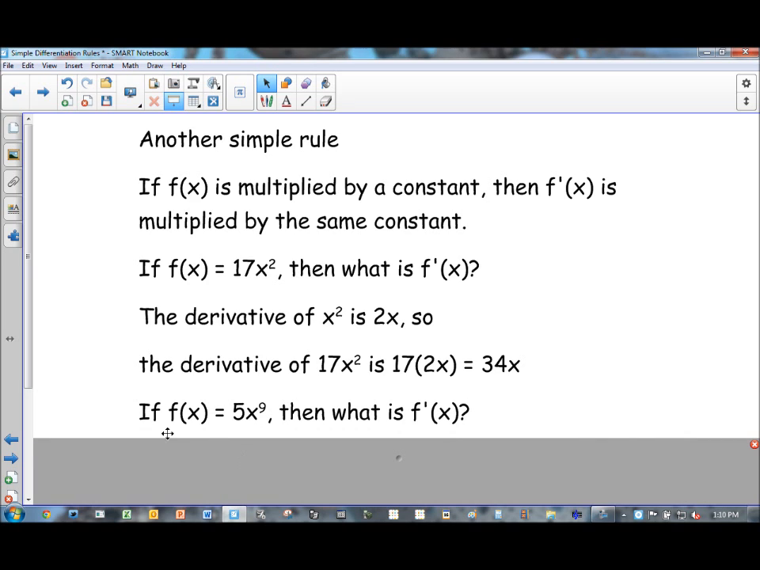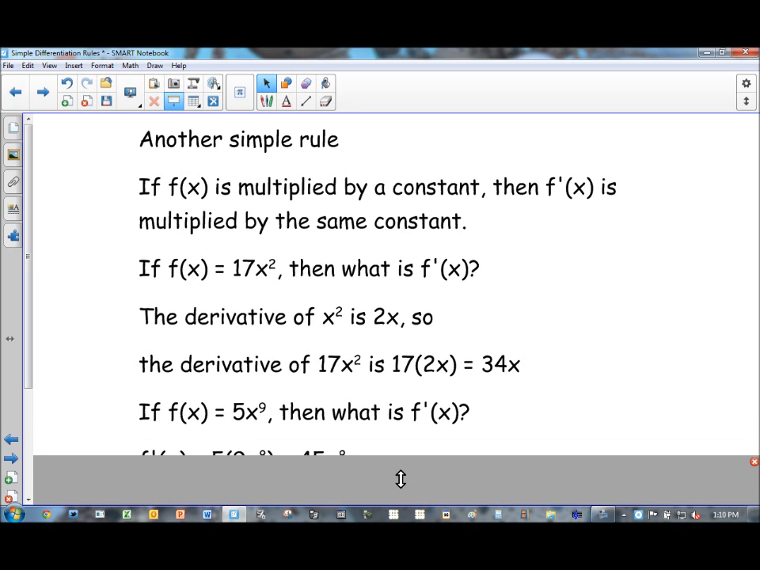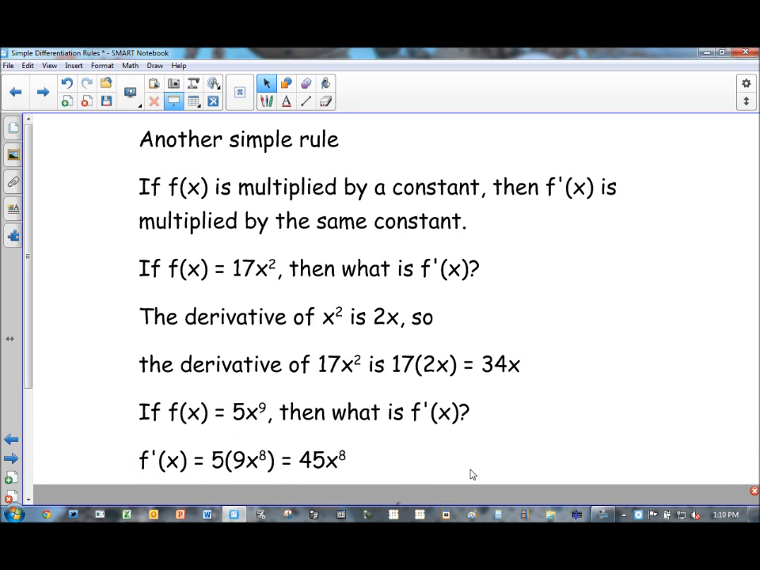Okay. And if f of x equals 5x to the 9, then what is f prime of x? Same situation. I know what the derivative of x to the 9 is. That's 9x to the 8. So if I multiply that by 5, because the function is being multiplied by 5, I get 45x to the 8. Okay, so that's another simple rule.